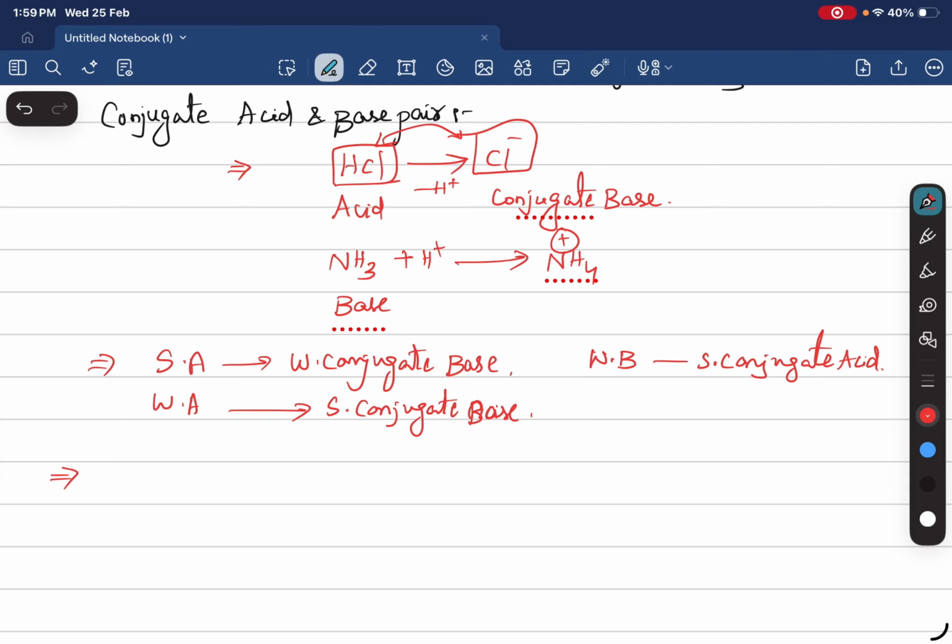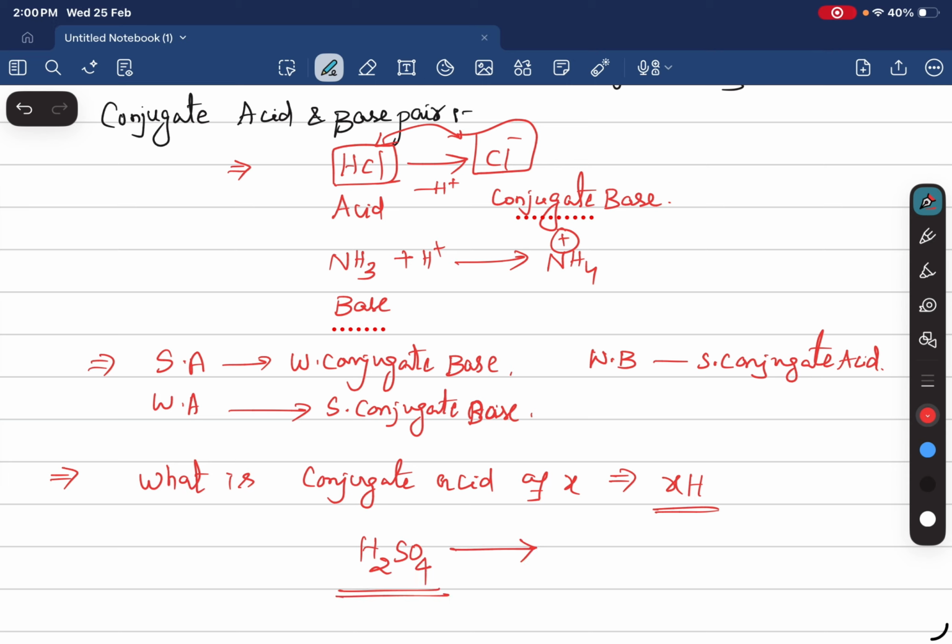Generally questions will be like this: what is the conjugate acid of X? Then what you can do is just add H plus to that. Take the example H2SO4. This is an acid, that we know. If they ask what is the conjugate base of H2SO4, we can write HSO4 minus. So this is the conjugate base, and for this, the conjugate base is SO4 minus 2.